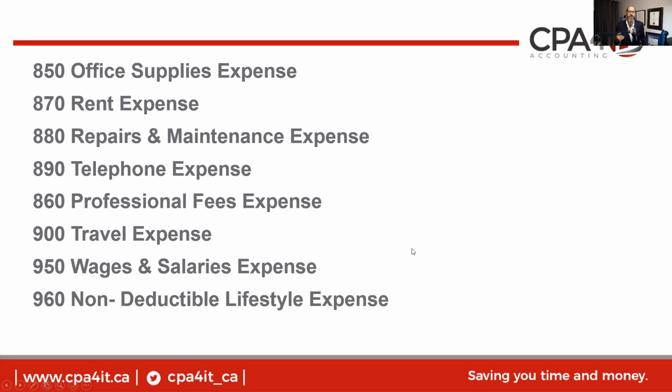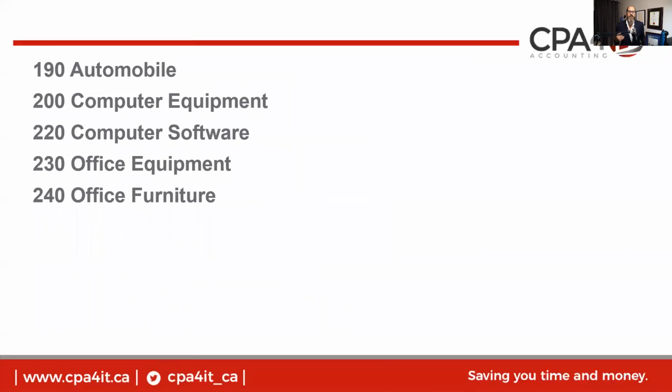Next, we should have our assets. So under assets, we do have a couple of different categories. We have automobile, computer equipment, computer software, office equipment, office furniture. We do have one or two clients who do have automobiles purchased under their corporation. As I mentioned before, we do not recommend that you purchase a vehicle under your corporation's name because we are going to have a whole bunch of extra work that goes into it, thereby more accounting costs without increasing the amount you can deduct. So not providing any benefit for you whatsoever.